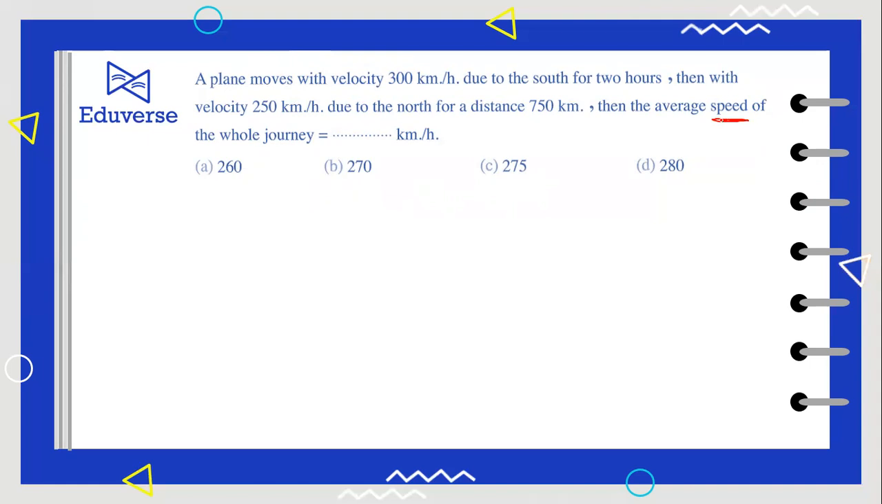Here, velocity and time. I want a distance. Distance 1 is velocity multiplied by time, velocity multiplied by 2 hours, 600 kilometers. And then distance 2, 250 multiplied by this velocity, which is inverse, for a distance of 750.